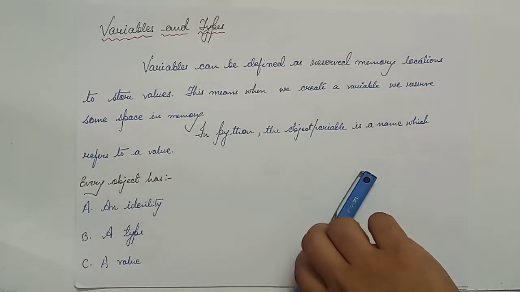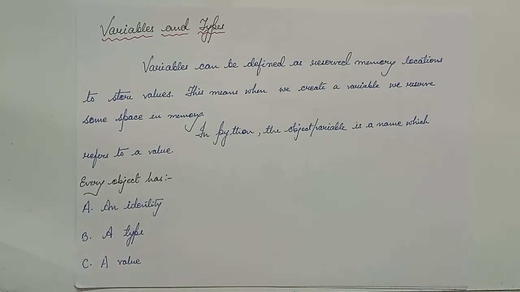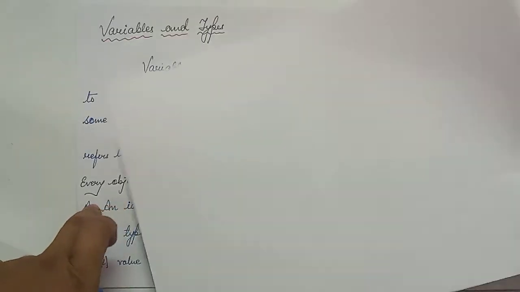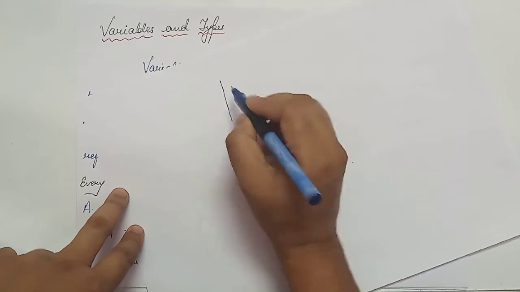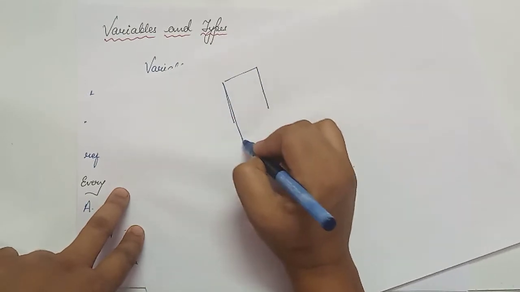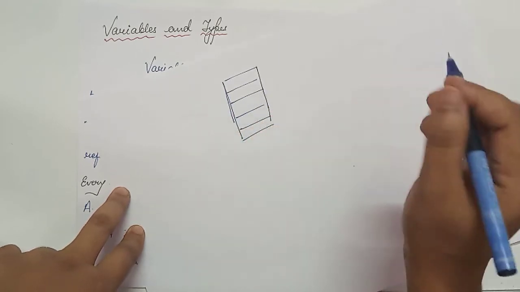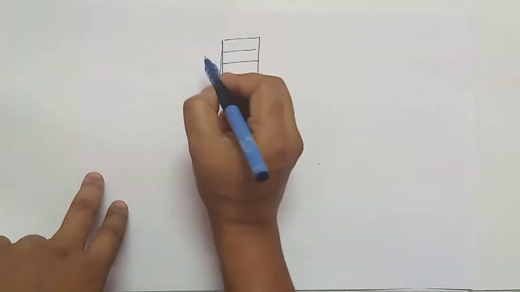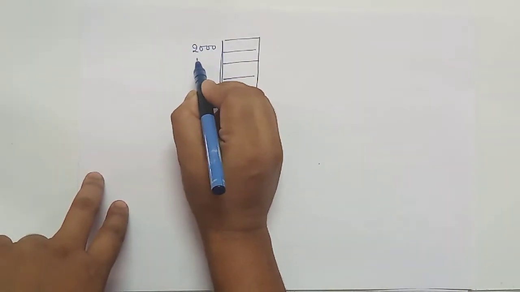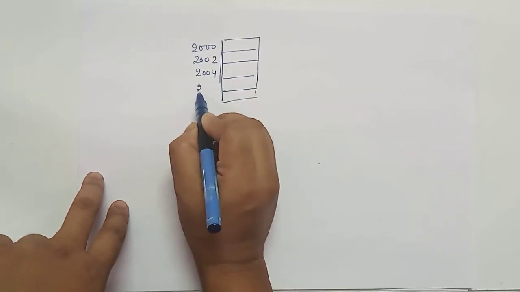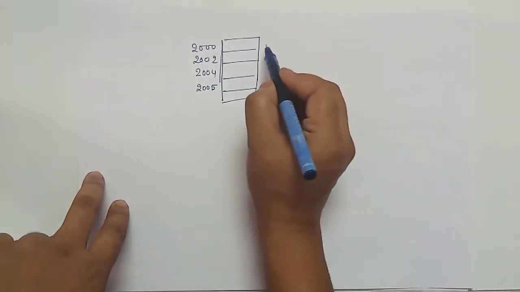Let's talk about variables. What are variables? Variables are defined as reserved memory locations to store values. For this, let's take an example. Let's say this is your RAM. Every memory location, let's assume, has its own memory address. So what are variables?